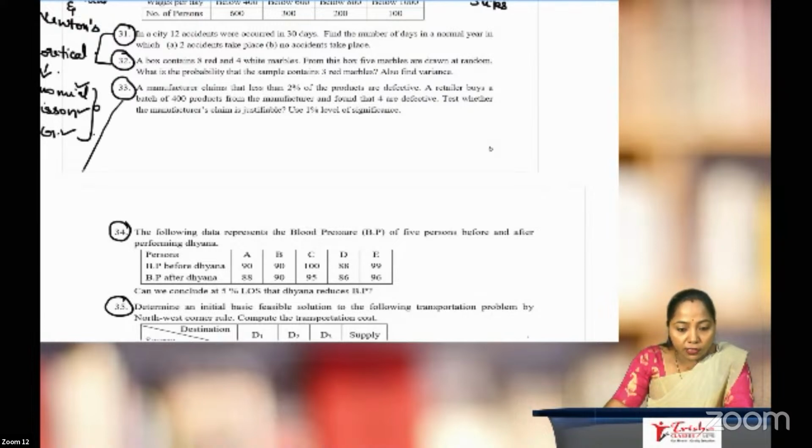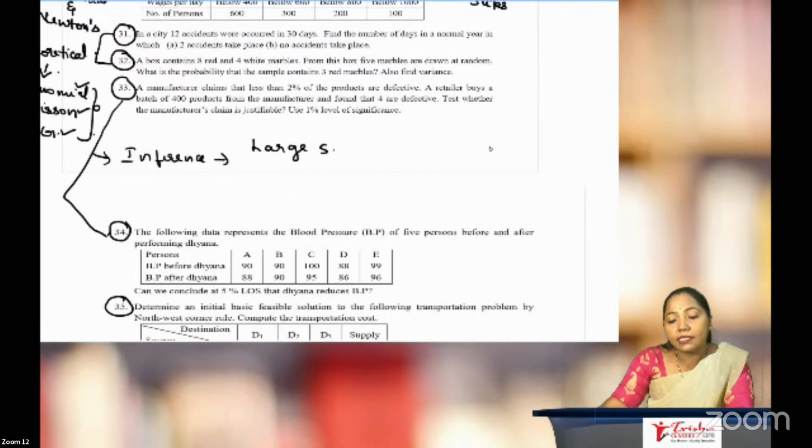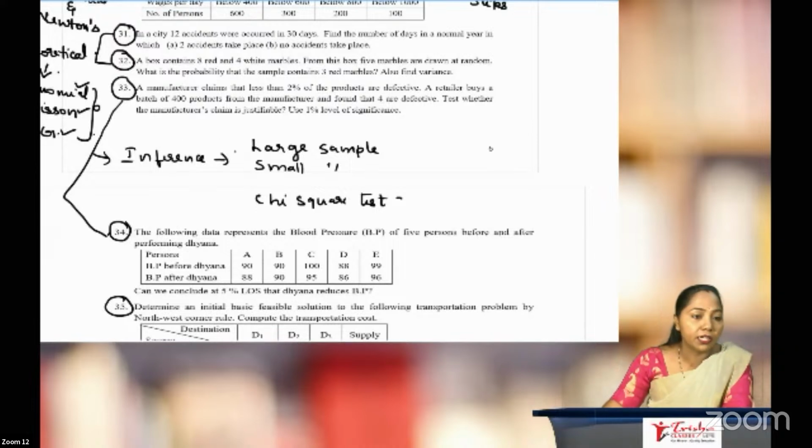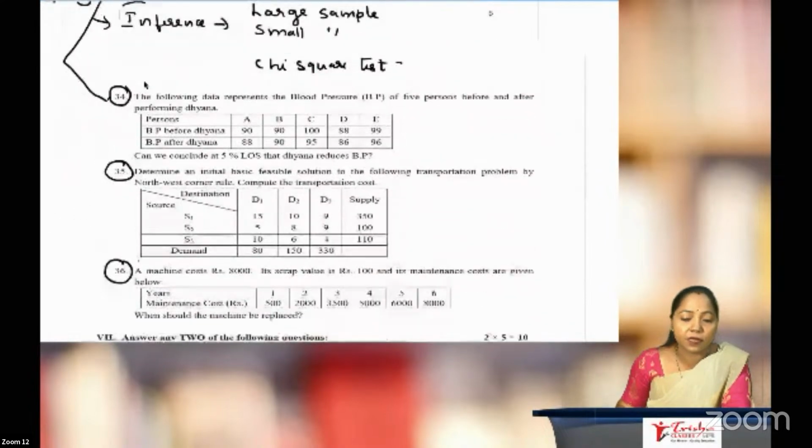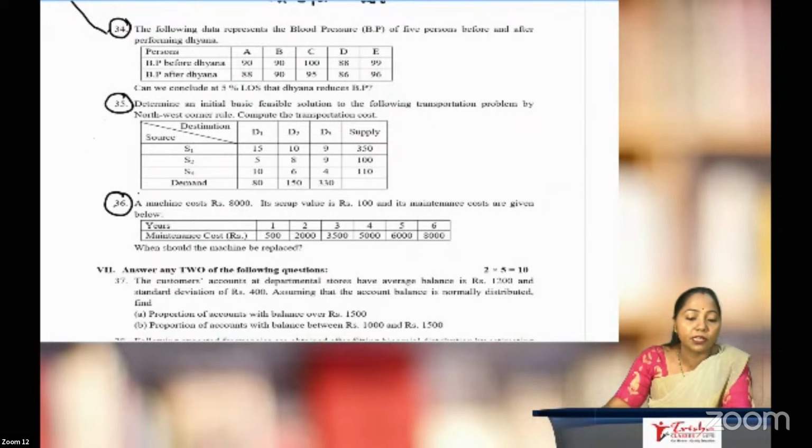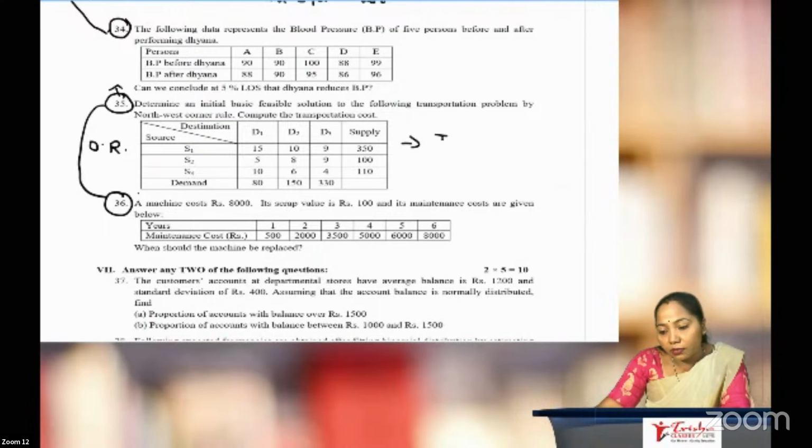Okay. Moving back to question number 33 and question number 34. Question number 33 and 34 is from statistical inference. It could be a sum from large sample test, small sample test, or chi-square test. That is from the chapter statistical inference. Now, the last two questions, question number 35 and 36, are from OR. Now, question number 35 could be a sum from transportation problem. How many methods do we have?